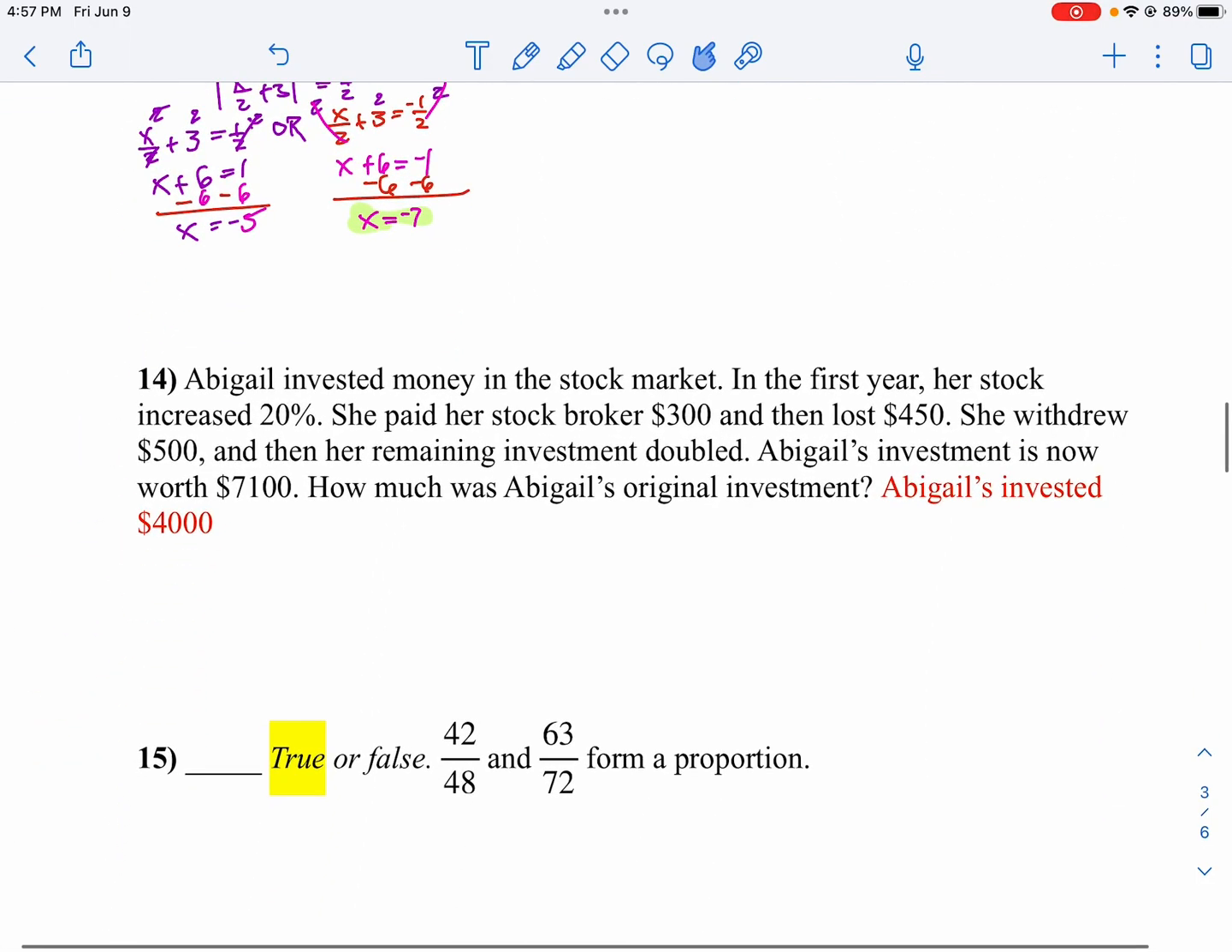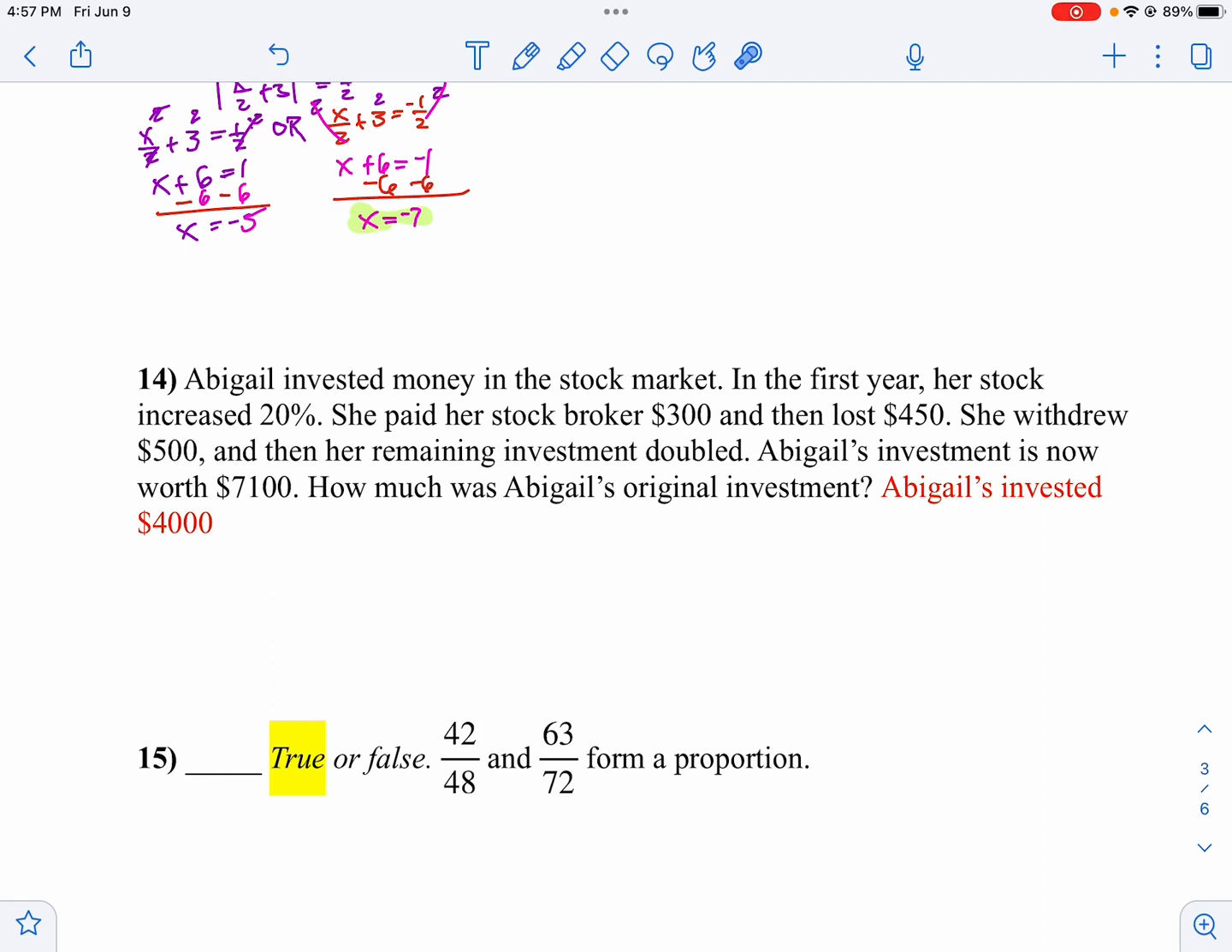Okay, in 14, we have Abigail's problem here. It says she invested money in the stock market. It went up by 20%. Then she paid her stockbroker $300. She lost another $450. She withdrew $500. And then her investment doubled. And now it's worth $7,100. Question is, how much did we start with?